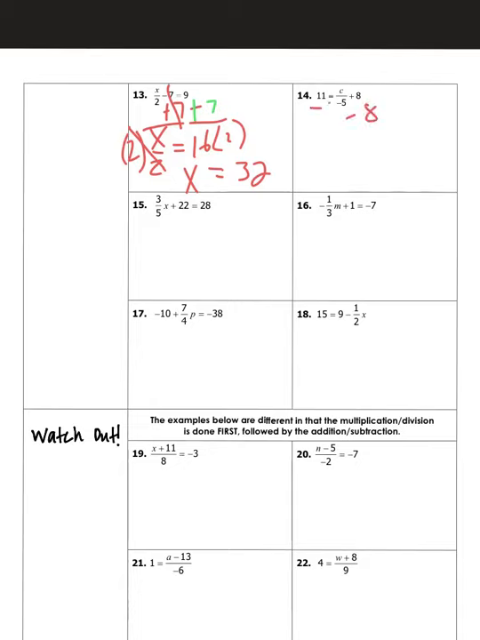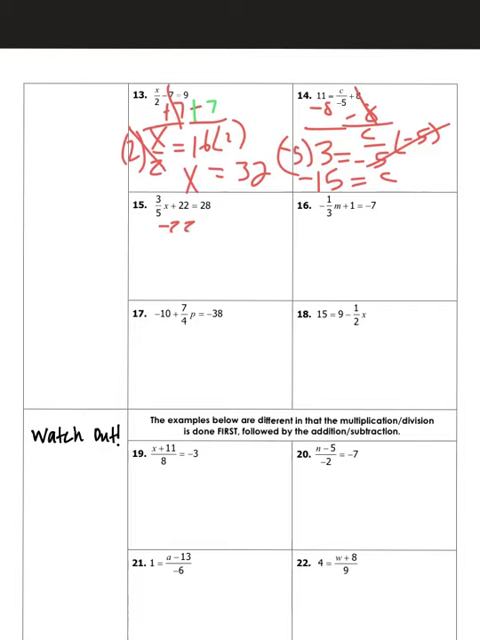14. Subtract 8 from both sides. C divided by negative 5 equals 3. And since c is being divided by negative 5, we need to multiply both sides by negative 5. Doing the opposite, c equals negative 15.